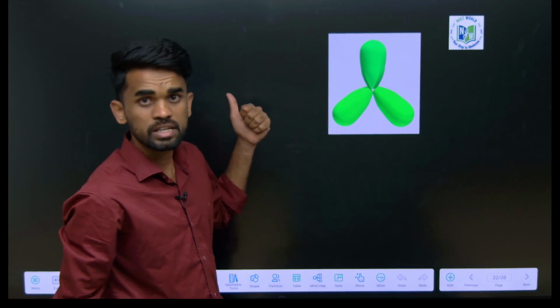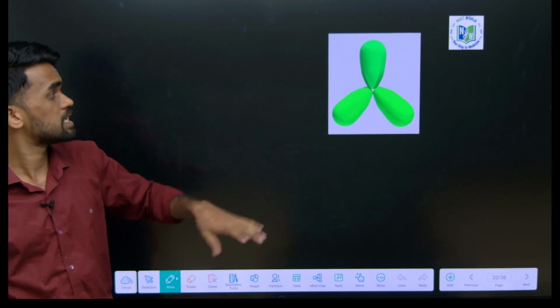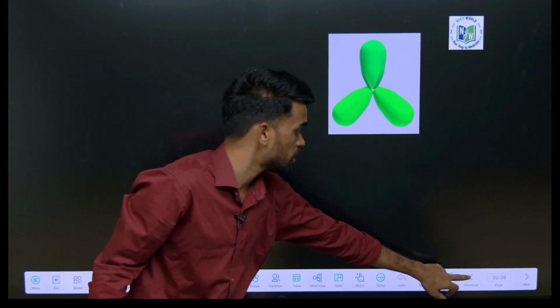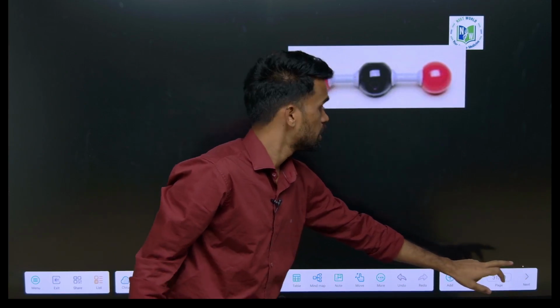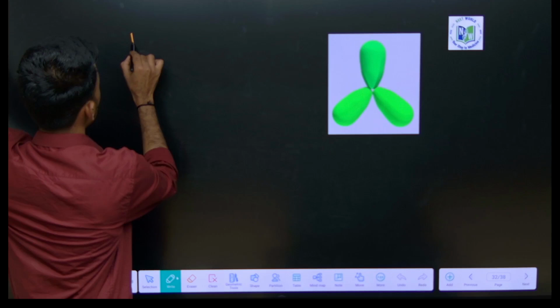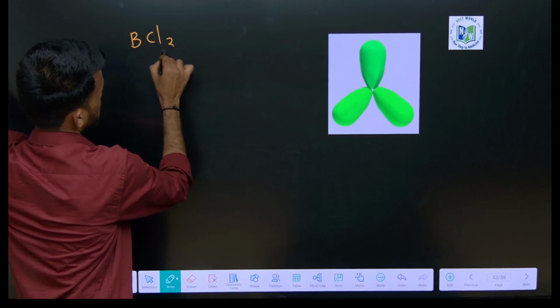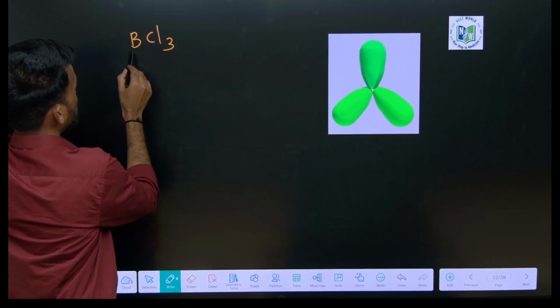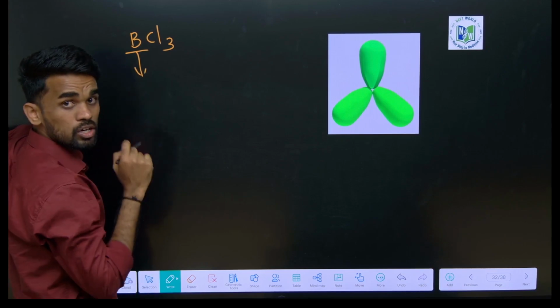So now we have finished about sp. We have discussed sp and sp3. Now let us take BCl3 as an example. So here, what is the boron electronic configuration?